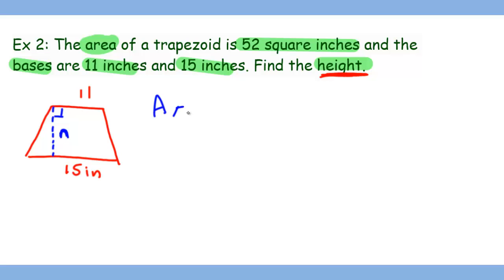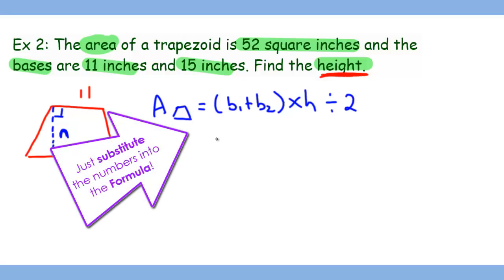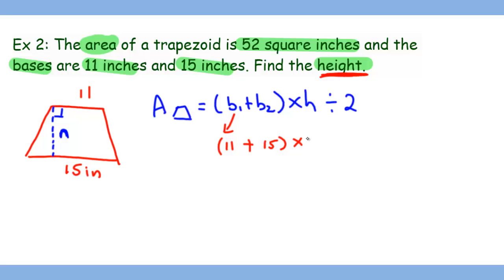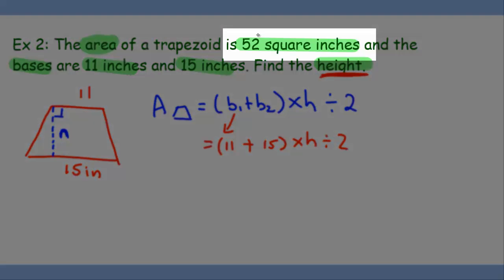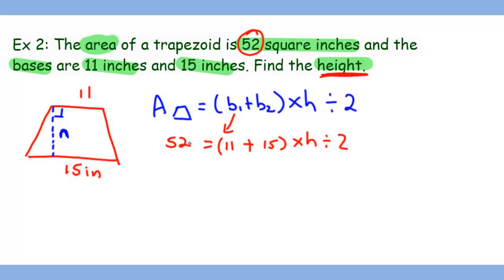Now, because the formula of a trapezoid is base 1 plus base 2 times height and then divided by 2, the next step in this case is to substitute the numbers into the variables. We know the bases are 11 and 15, and times the height divided by 2 should give you 52 as the final answer. So 11 plus 15 gives you 26, times height, divided by 2, equals 52.